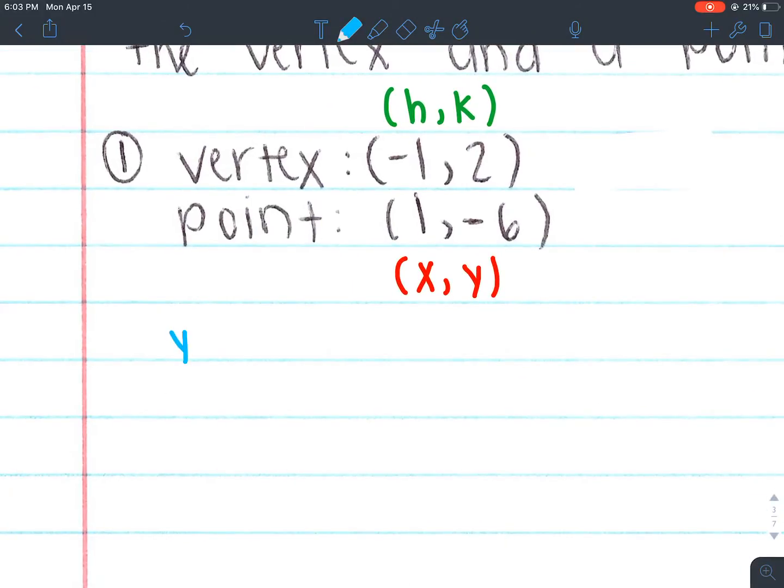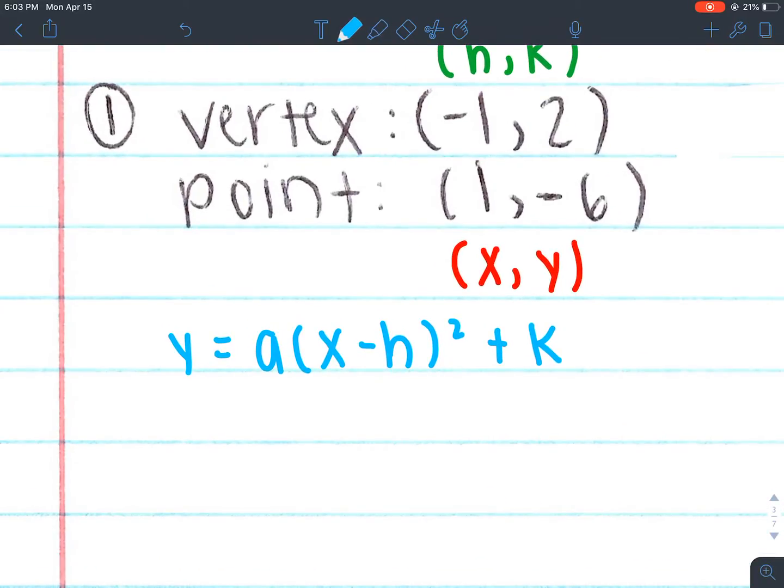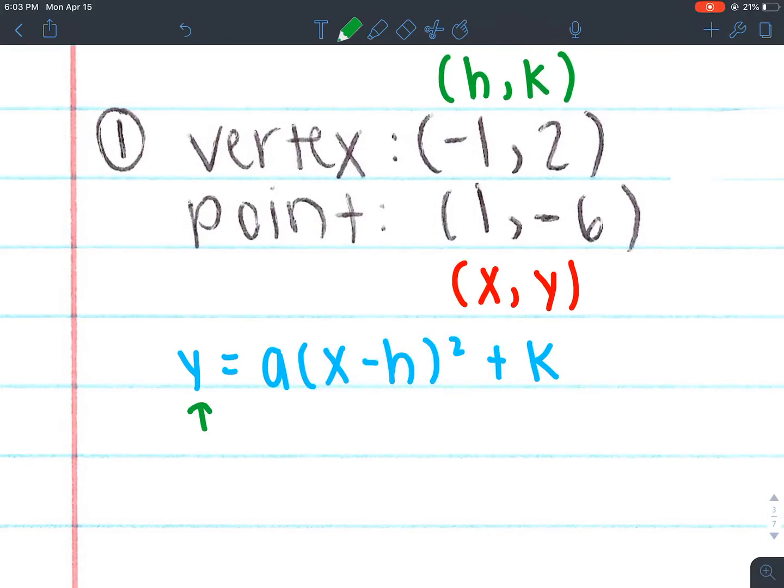Now I know, again, that I need to write it in vertex form. Okay. Is it possible for me to plug in the h and k and the x and y into this formula, or into this form? Yeah. So let's go ahead and do that. So I know, what is my y going to be? So we're going to start on the left side first. So y. Our y value is negative 6. Okay, that's going to stay the same. Okay, and I know equals.